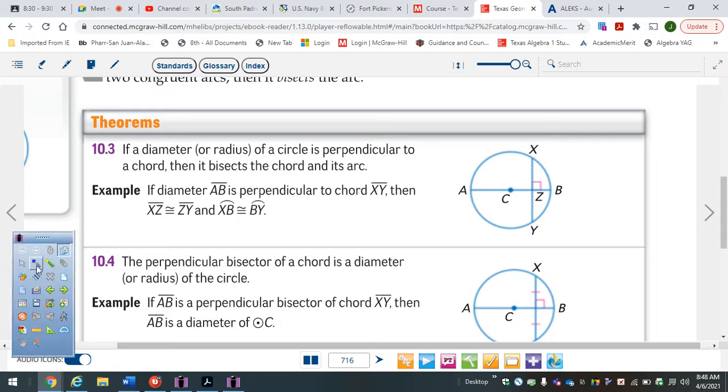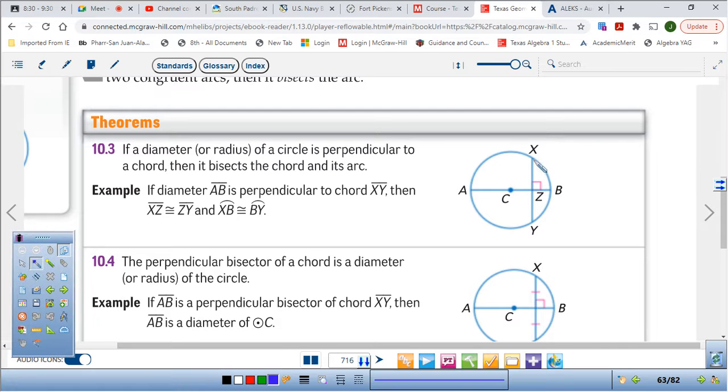You got to see what this is. If it's going to show you that this chord and this radius, this diameter, are perpendicular, then this part is equal to this part. This part here is equal to that part. Pretty cool or what? What do y'all think, guys? Can I get an amen?